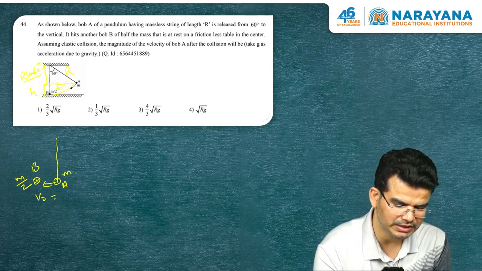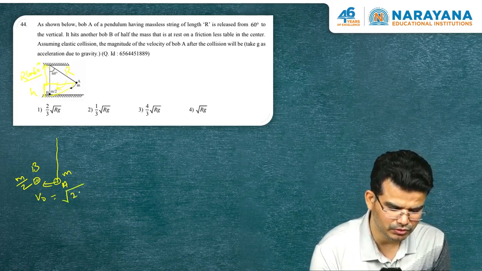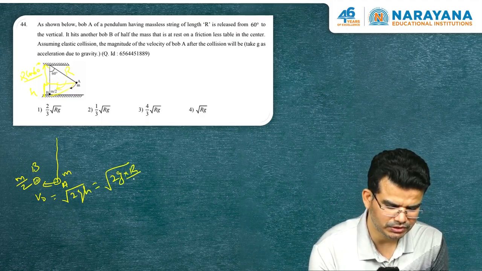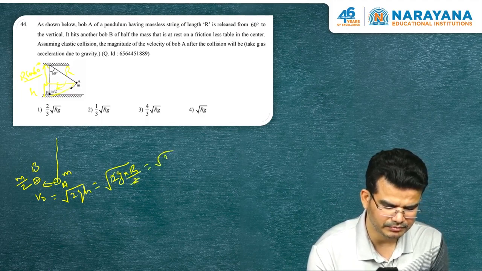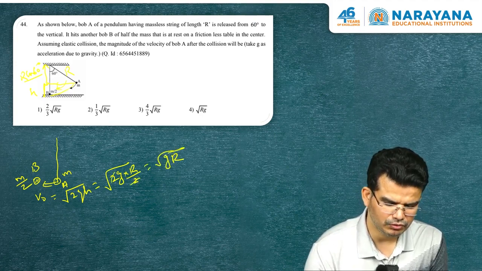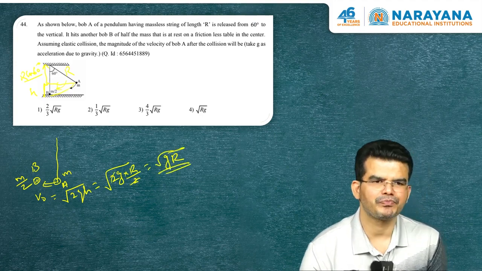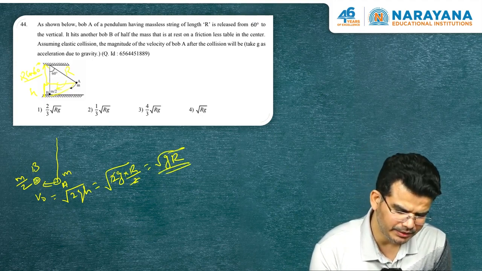So, h is also how much? R by 2. So, its velocity is root over 2 g h, which is root over 2 g r by 2, which is very simple, root g r. How much velocity? V naught is root g r. Okay. It will collide with B.